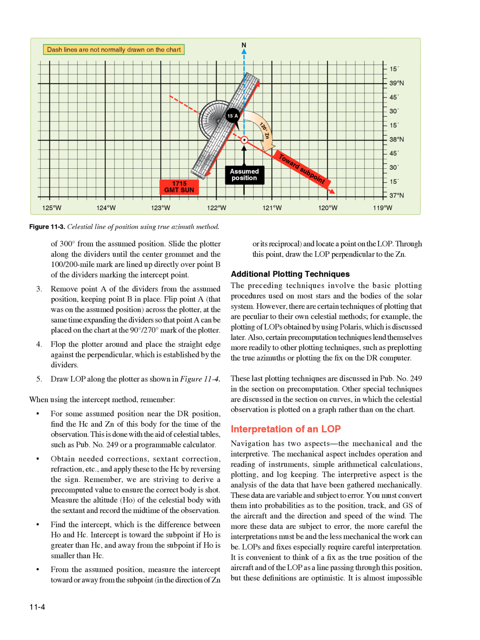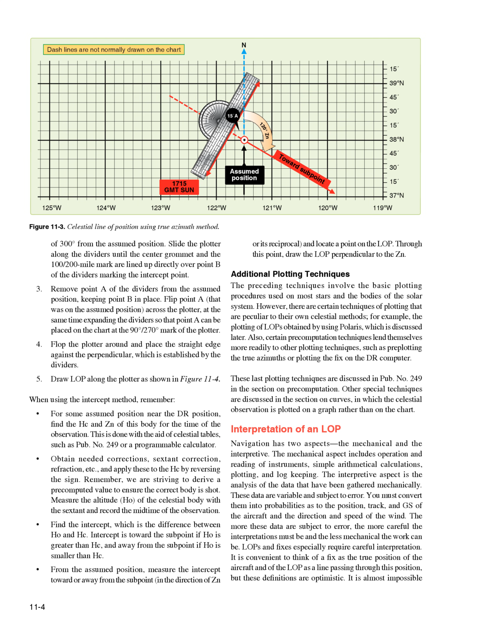Find the intercept, which is the difference between HO and HC. Intercept is toward the subpoint if HO is greater than HC, and away from the subpoint if HO is smaller than HC. From the assumed position, measure the intercept toward or away from the subpoint, in the direction of Zn or its reciprocal, and locate a point on the LOP. Through this point, draw the LOP perpendicular to the Zn.